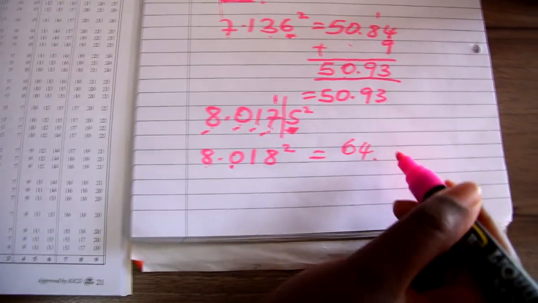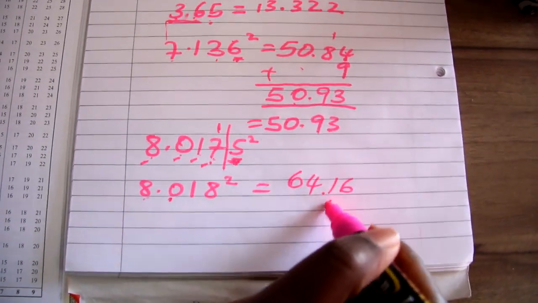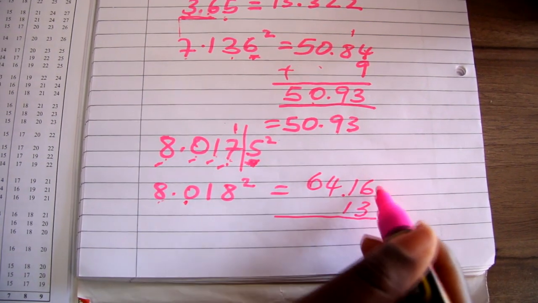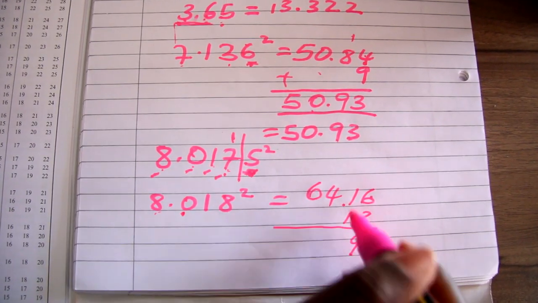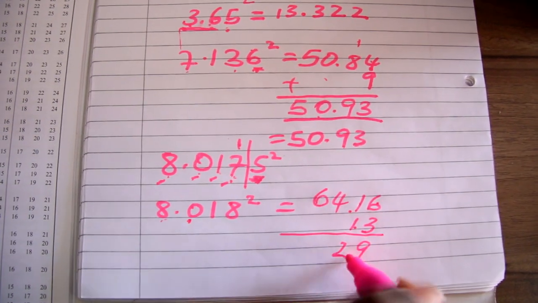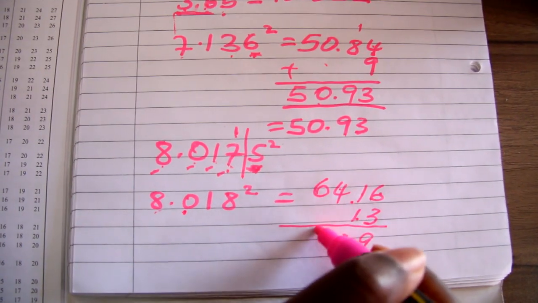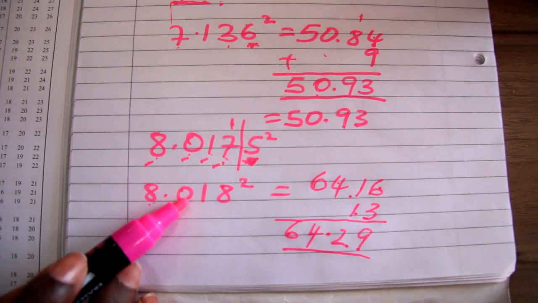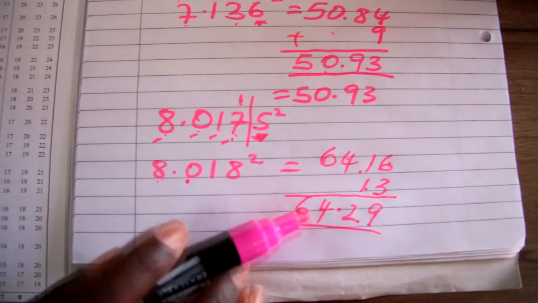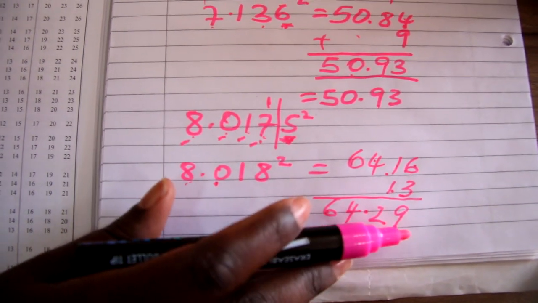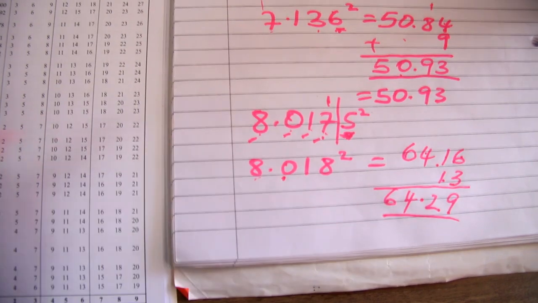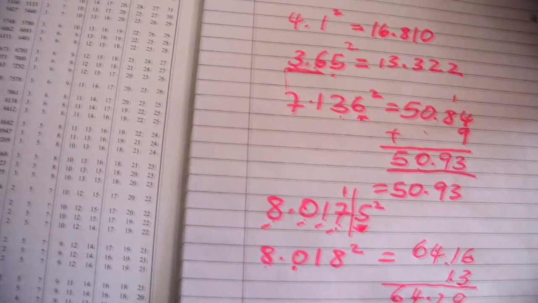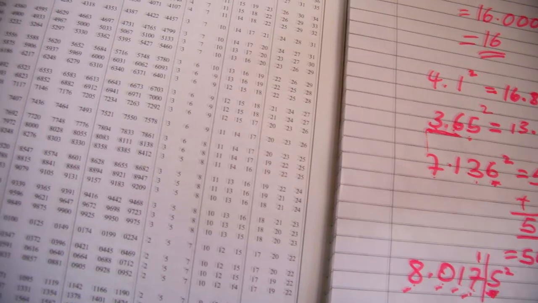So this will be equal to 64.16, and then we add 13. So 6 plus 3 is 9, 1 plus 1 is 2, then we drop the 4 and the 6. So the square of 8.018 will be equal to 64.29. So that is how you determine the square of numbers when the numbers are ranging from 1 to 9.99.